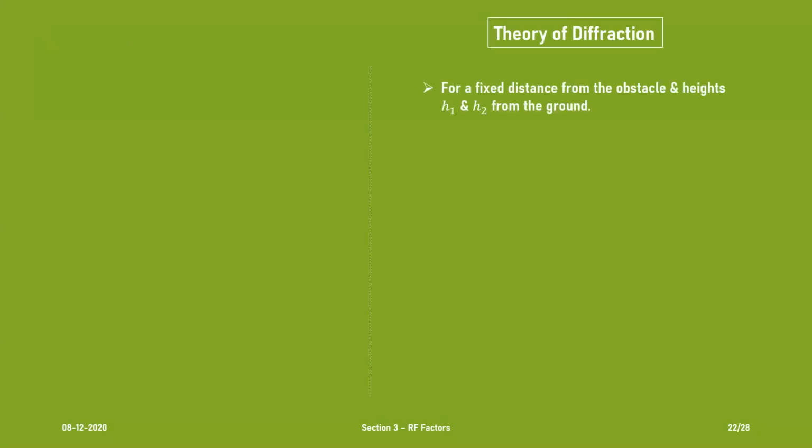For a fixed distance from the obstacle and heights h1 and h2 from the ground, like this, you have a transmitter on the left and a receiver on the right, at heights h1 and h2 from the ground. Now, when the signal is transmitted from the left side, from the transmitter, it will diffract and then reach the gateway. There will be an attenuation associated with diffraction, let's say, 60 dB.